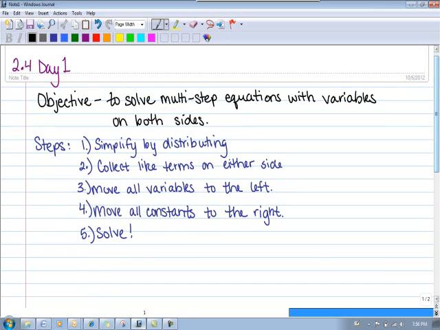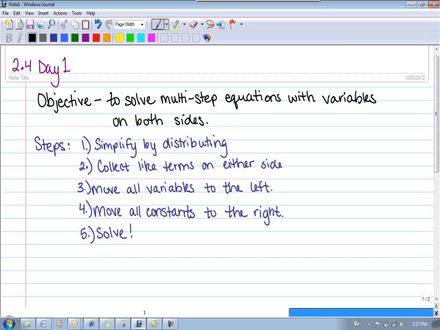So if you see parentheses on either side of the equal sign, you're going to want to make sure that you distribute. The second thing is you're going to collect like terms on either side of the equal sign. So collect like terms on the left side, collect like terms on the right side. Then the third thing you're going to do is move all of your variables to the left side of the equation. And then step 4 is to move all of your constants to the right.